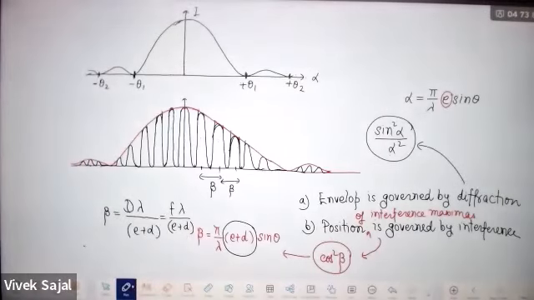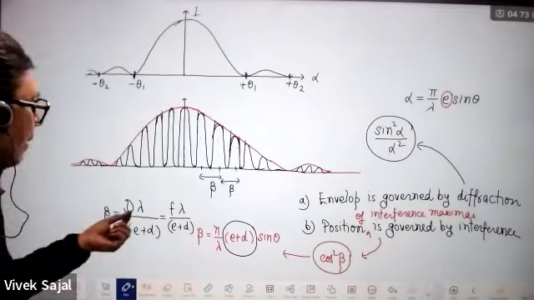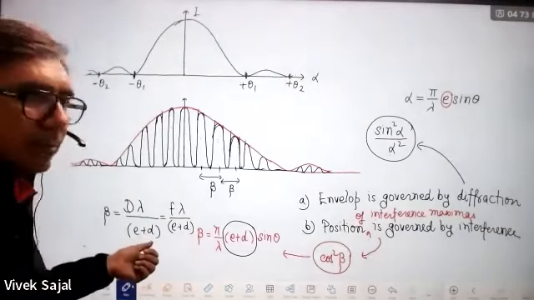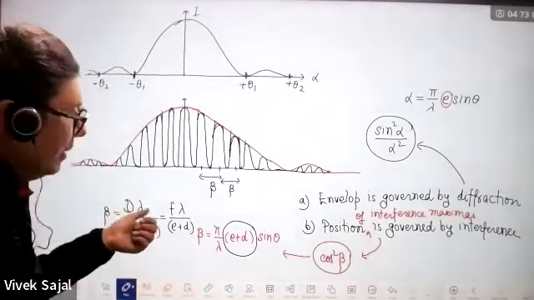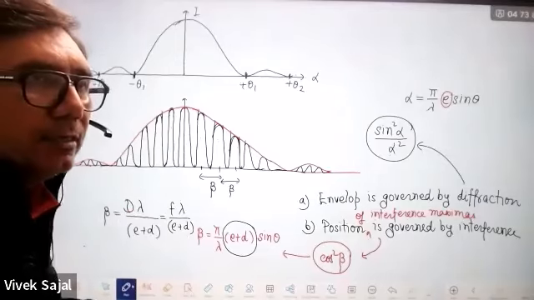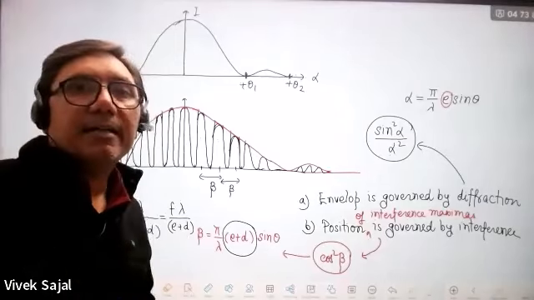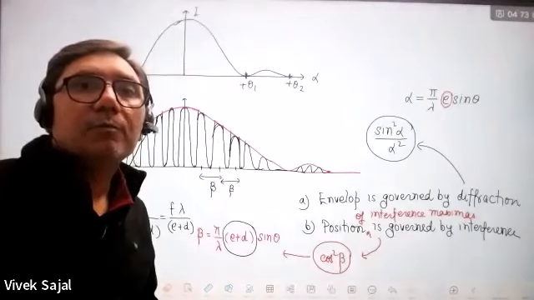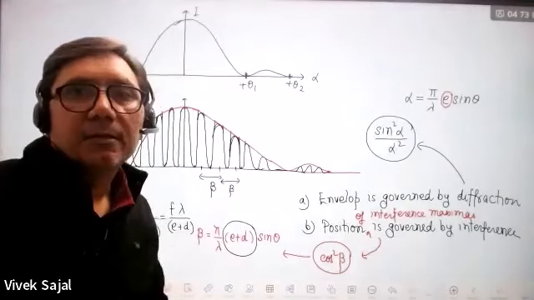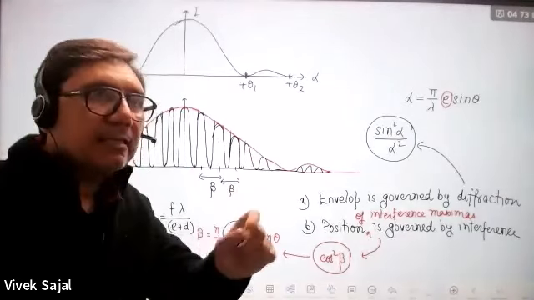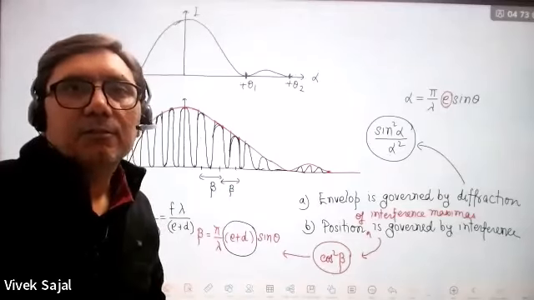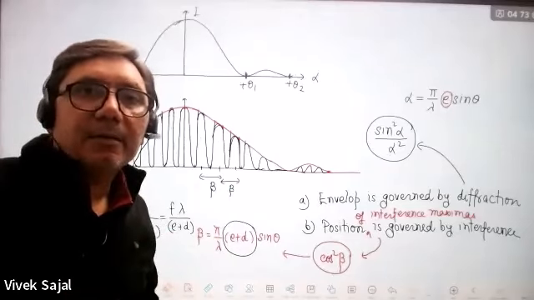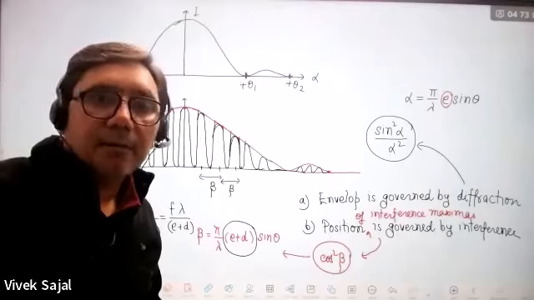F lambda upon E plus D. This will be beta, the separation between the slits. Why? In Young's double slit experiment, it was D lambda upon small d, not E. E was missing in YDSE. Why? Because you were using point slits and the width of the slit was negligible compared to D. So in the YDSE experiment, this was simply capital D lambda upon small d.